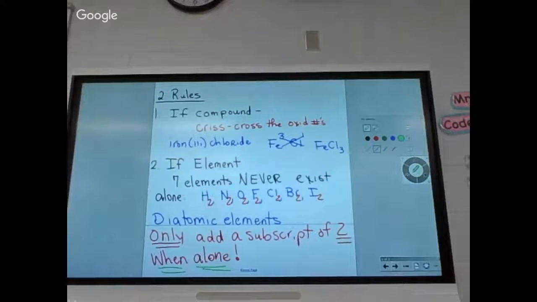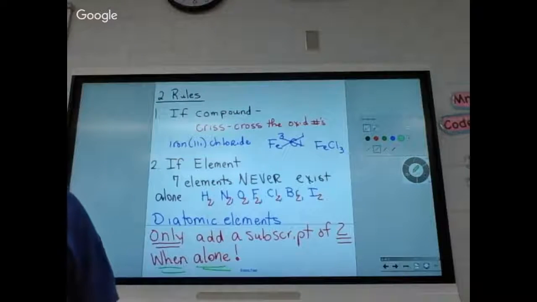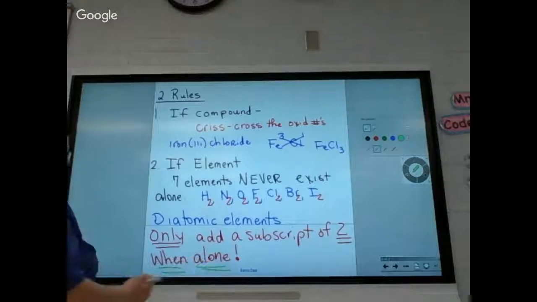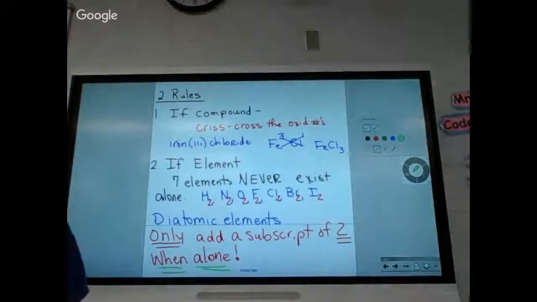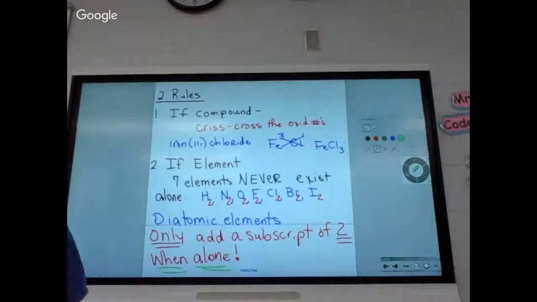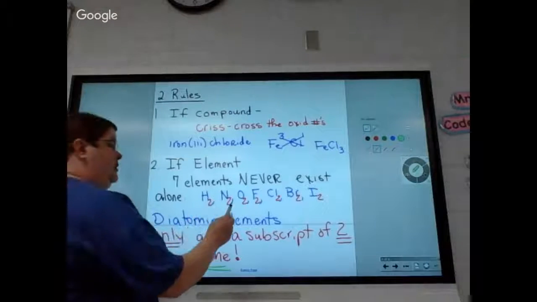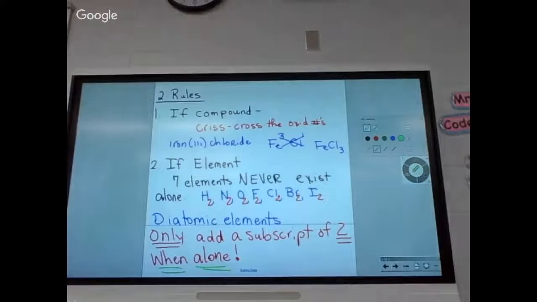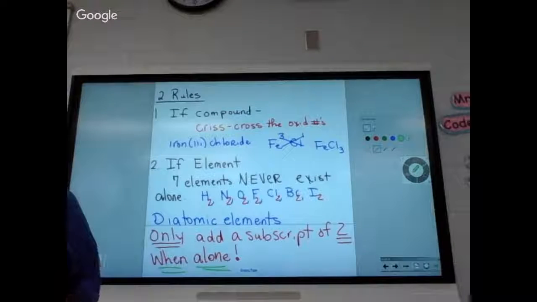So if I pick zinc, and we're talking about zinc metal, and it's alone, is it going to get a 2? No. You have to be one of these special elements. These are special people on the periodic table. They cannot handle being alone.